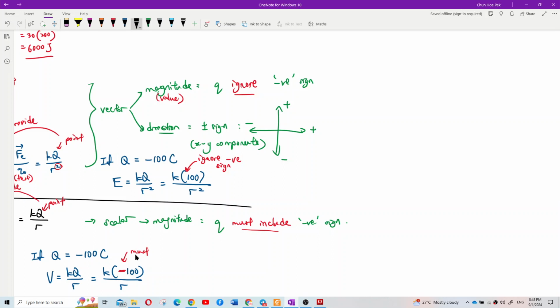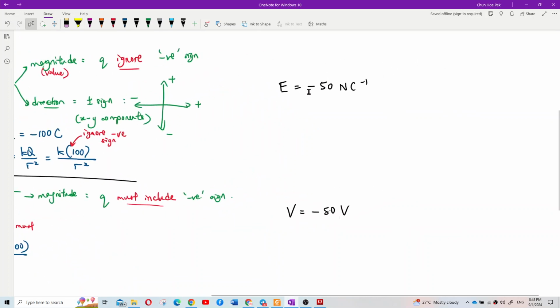If I give you E equal to negative 10, don't put 10, it is too common. Negative 50 Newton per coulomb. What does it mean, class? Compare to V equal to negative 50 volt. What does it mean by the negative sign here and the negative sign here? Does it mean the same thing, class?